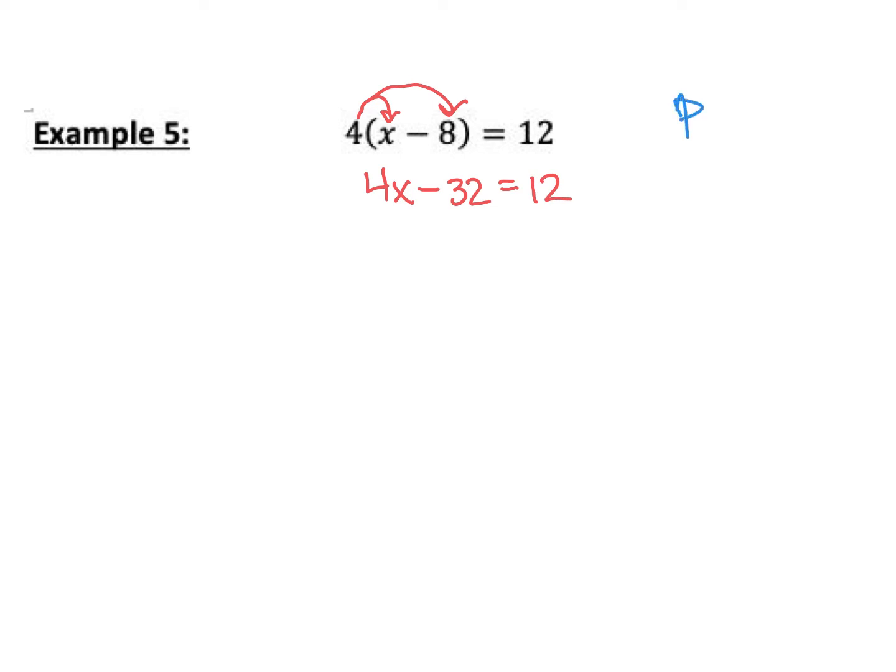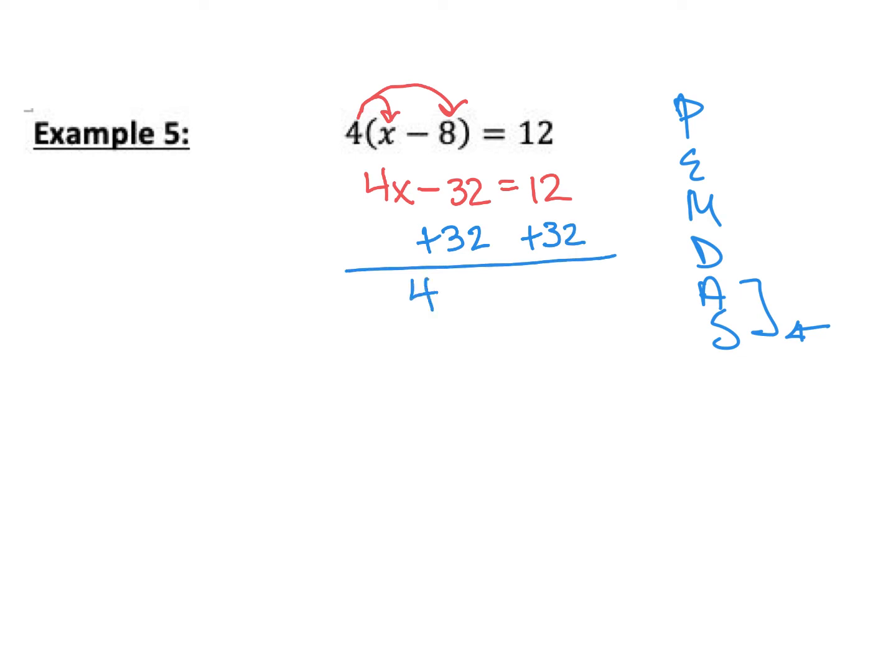Then from here, it's PEMDAS backwards. So we're going to look for addition or subtraction. I see subtraction. So then we are going to add. So we're going to say add 32 to both sides. So we have 4x, positive and negative 32. They go away. And then we have 12 plus 32, which is 44.